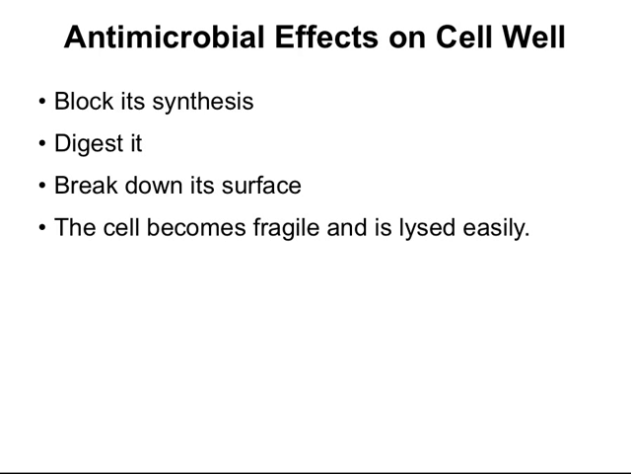Several types of chemical agents block cell wall synthesis. Others digest the walls after synthesis or break down its surface. Once the cell becomes fragile, it can break apart. Things like detergents and alcohol can also disrupt the cell wall's integrity, especially in gram-negative bacteria.